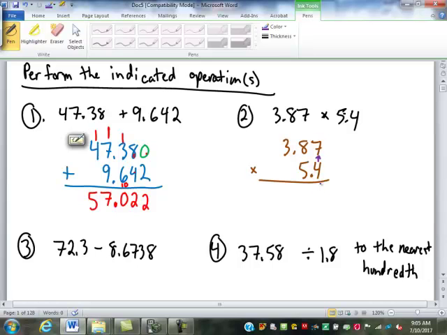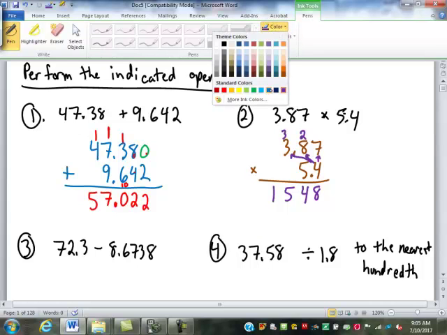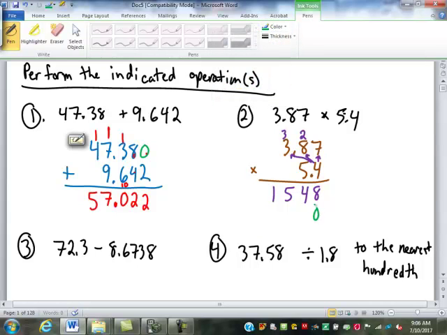4 times 7, 28, so 8, carry the 2. 4 times 8, 32, plus the 2 is 34, so 4, carry the 3. And 4 times 3, 12, plus the 3, 15, so 5, and we carry over the 1. Now I'm going to put in my 0 down here, and I'm going to put a line up here. And I'm moving over to the 5.